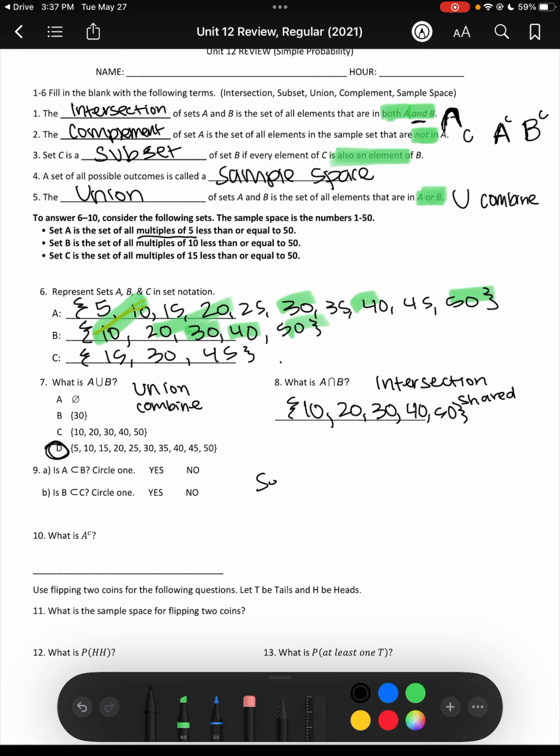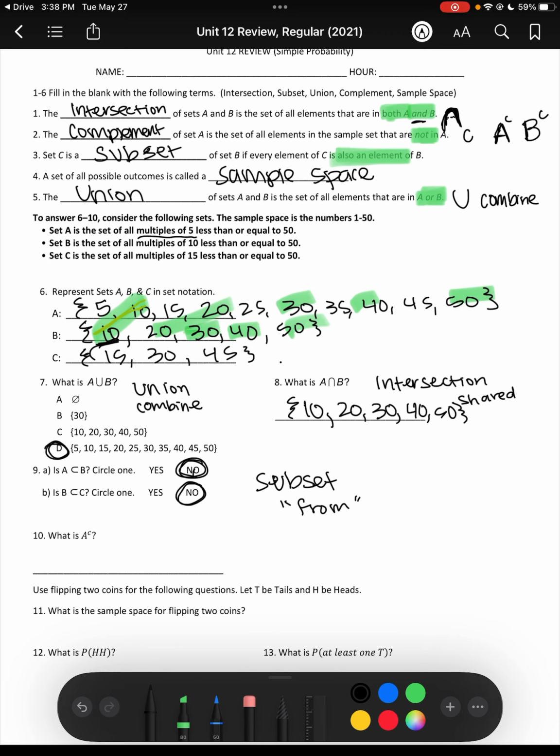These are subset questions. And my key word for this is "from." So I read this, is everything in A from B? Since 5 in A did not come from set B, I would say A is not a subset of B. Now part B, is B a subset of C, or is everything in B coming from set C? I would also say no, because this 10 right here did not come from set C.